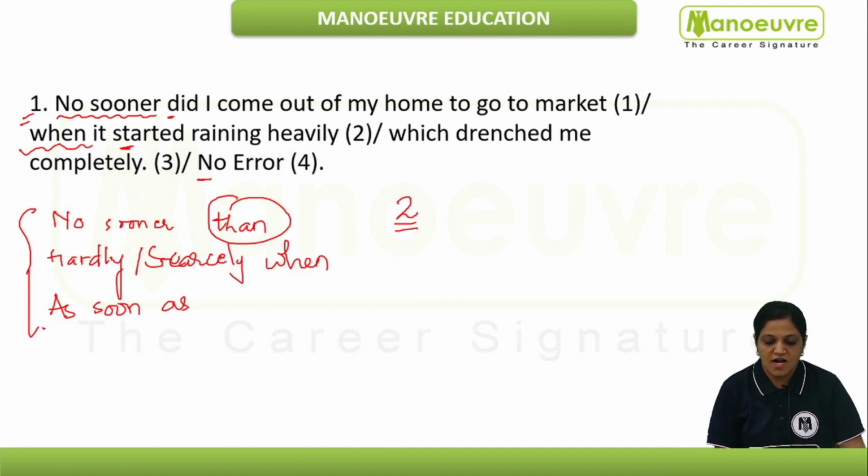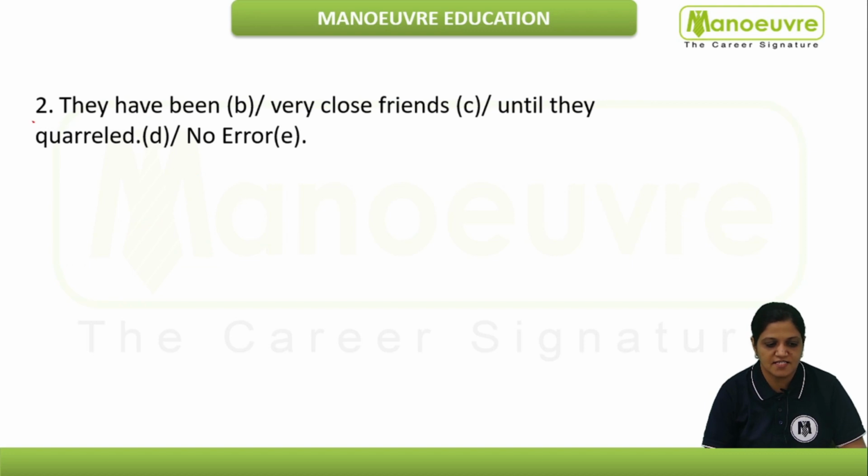After understanding this particular sentence, let us move to the second sentence. When we read the second sentence: they have been very close friends until they quarreled. No error. Now, they have been. Just take a close look at this sentence. Have.